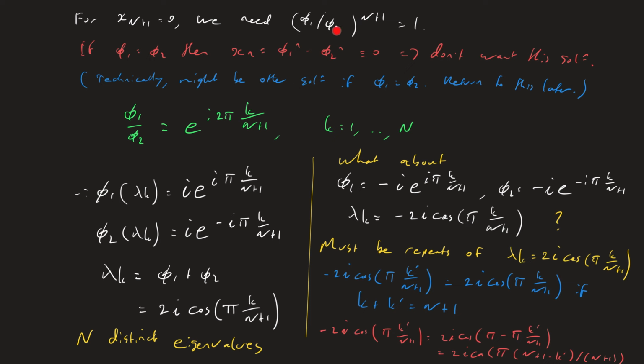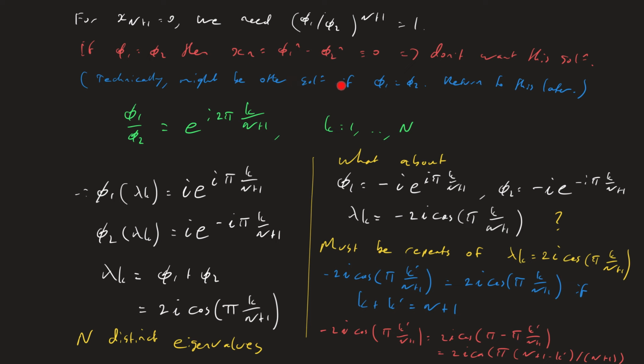This means that the ratio phi 1 divided by phi 2 needs to be an N plus 1th root of unity. While there are N plus 1 such roots, given by this expression here, where k would go from 0 all the way up to big N, we don't want k equals 0, because that will correspond to the 0 solution.